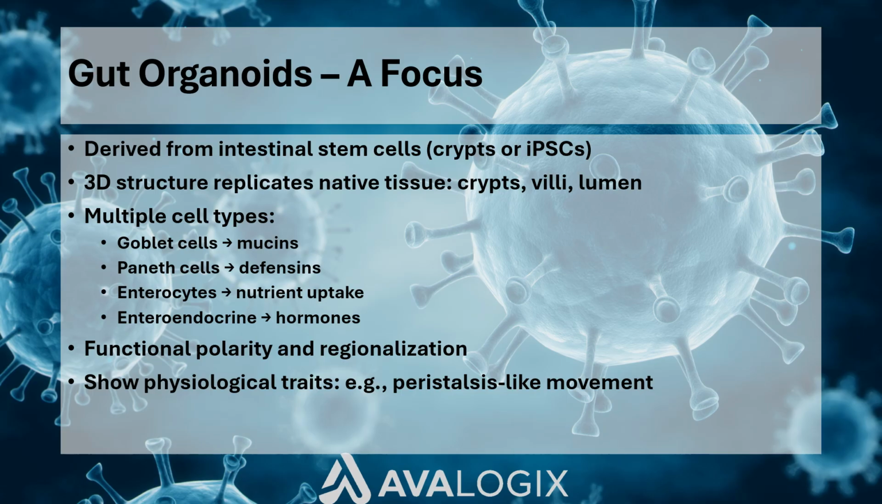Interestingly, organoids even show some functional motility. In some cases, you'll see rhythmic contractions, kind of like peristalsis in vitro. This adds another layer of physiological realism. In short, gut organoids provide a remarkably faithful model to study how intestinal tissues respond to both commensal and pathogenic microbes. In the next slide, we'll look at how scientists actually get microbes into these closed 3D structures, a technical but crucial step for microbiome research.